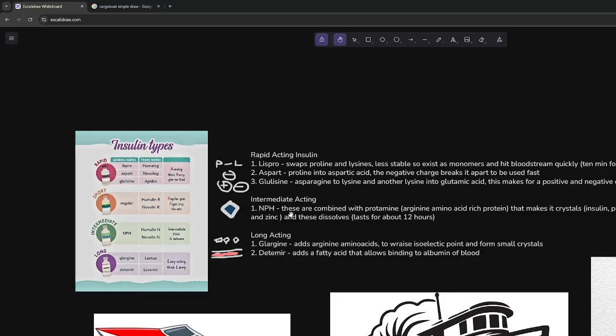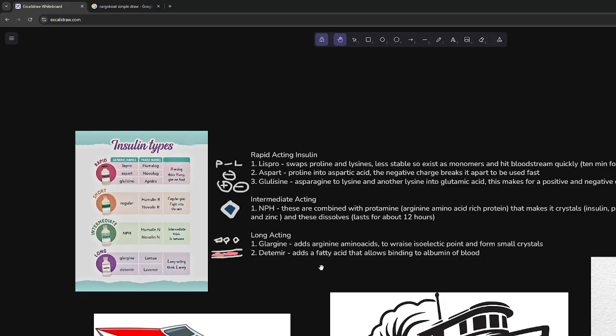The intermediate acting, this NPH, the structure isn't so much changed, but it is combined with protamine, which is an arginine-rich amino acid, and that makes it into crystals. So insulin, protamine, and zinc make crystals that dissolve slowly, lasting about 12 hours. Then there's long acting, and these use glargine, which adds arginine amino acids to raise the isoelectric point, and these form a lot of really small crystals.